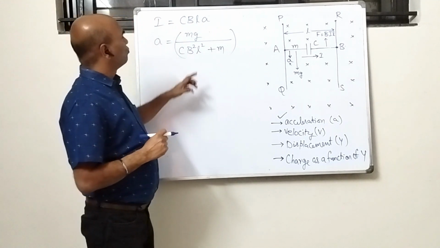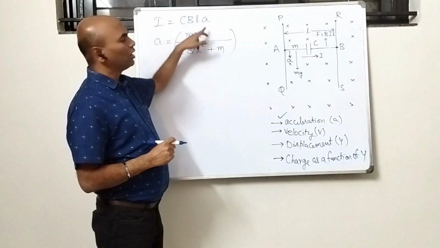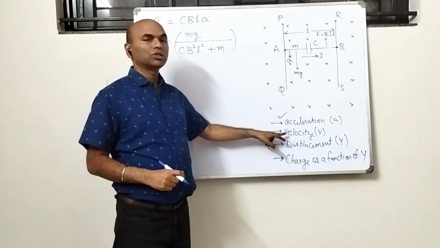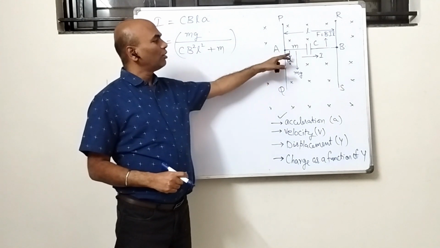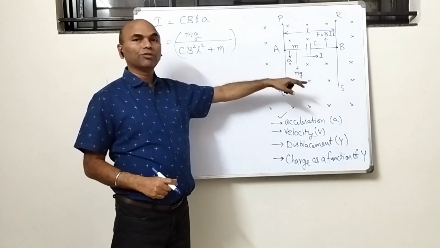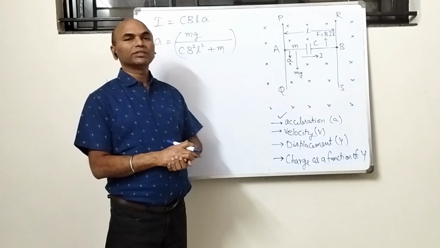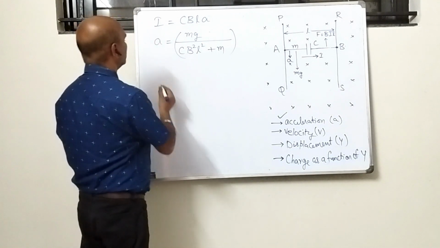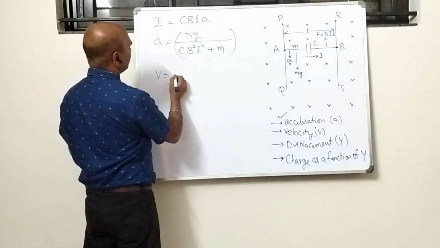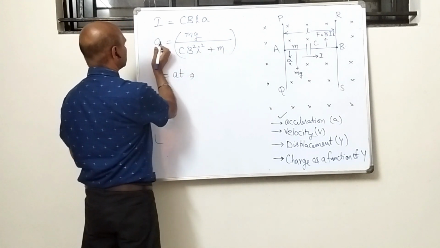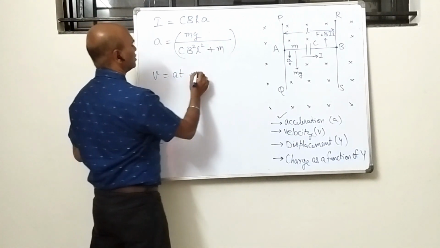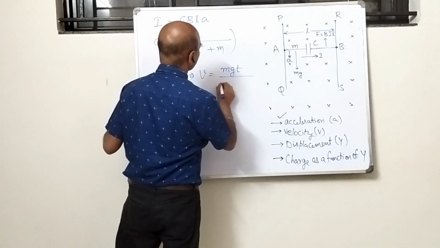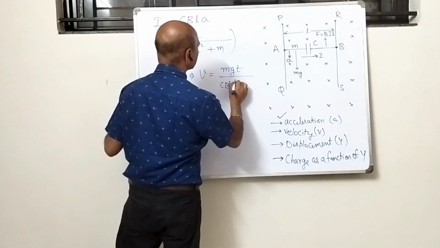Whatever we have been getting, I have been summarizing here. Now let us continue for the next part of the question, where we are asked to get an expression for the velocity of this AB as a function of time. It is simply v is equal to u plus at, and starting from rest I assume, so v is equal to at. So the velocity becomes v is equal to mgt by (CB square L square plus m).